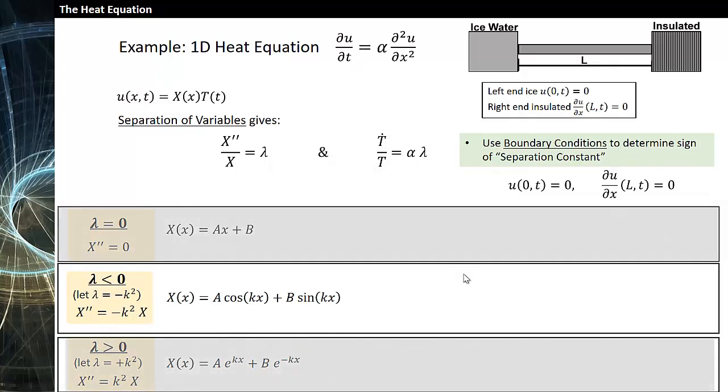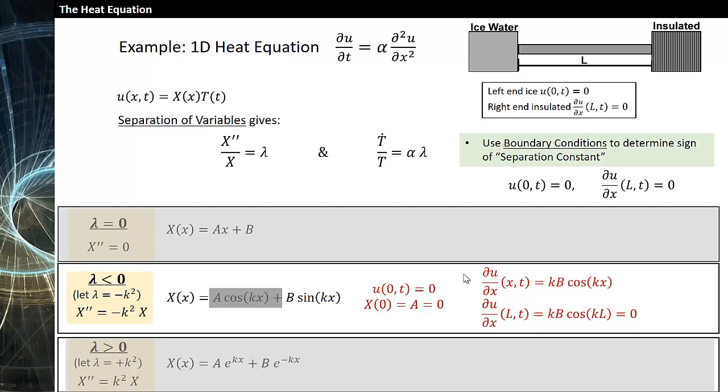So let's focus right now on lambda less than 0, which means that our X function is a cosine of kx plus b sine of kx. We want to impose our boundary conditions on this solution. So let's impose the boundary condition at the left end first. So at the left end, the temperature is set to 0 at x equal to 0, and that tells us that a is equal to 0. So we're just going to get rid of this whole first term, leaving us with X of x is equal to b sine of kx. So far, everything is the same as we had done before. Now let's see what happens when we impose our other boundary condition.